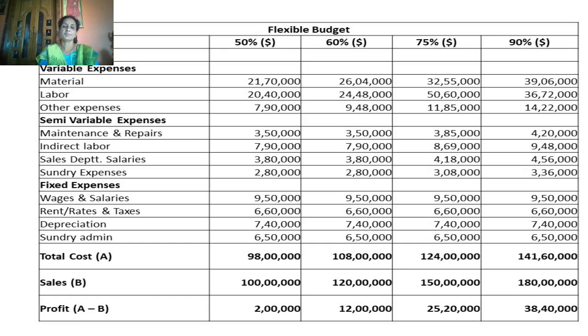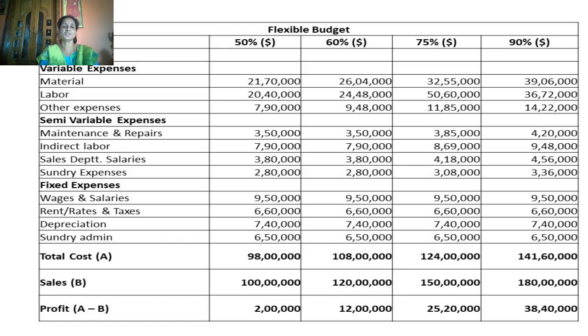When you are preparing a flexible budget, first you can take variable expenses. Variable expenses at 50% level capacity, they have given as material 21 lakh 70, labor 20 lakh 40, and other expenses 7 lakh 90. These variable expenses are 100% variable. So as the production increases, the expenses also increase. So at 50%, the material cost that has been incurred here is 21 lakh 70,000. You have to calculate for 60%.